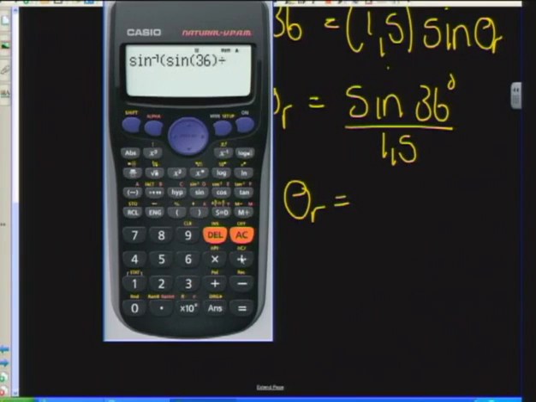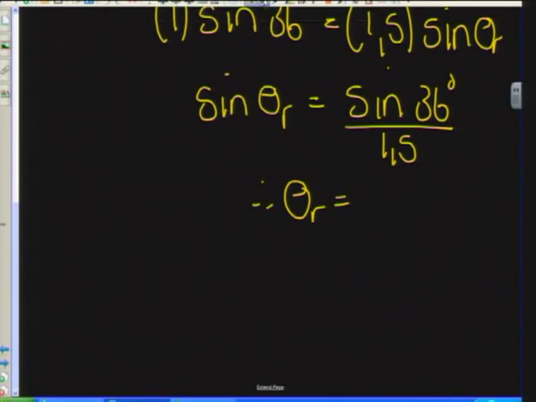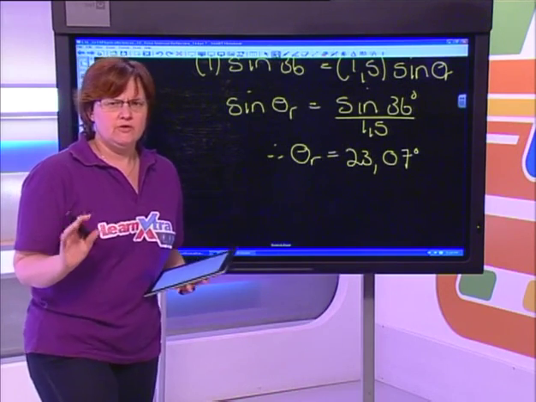Now we're going to divide by 1.5, close our brackets, and we're going to go, okay, much better. And we get 23.7 degrees. Okay, much better angle. Makes more sense now. You guys okay with that?